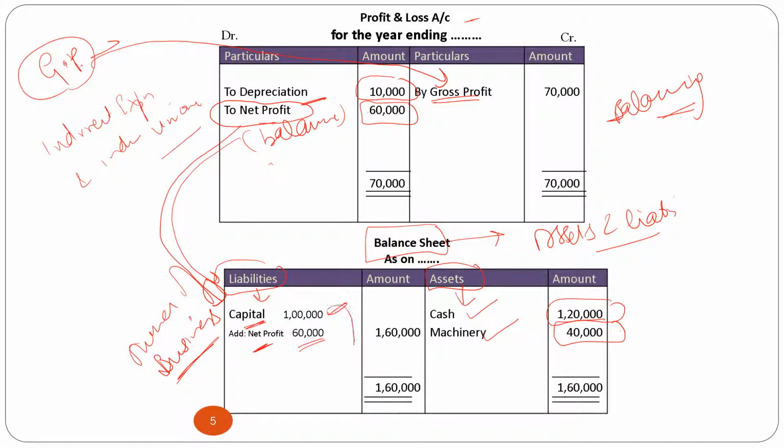So your total capital comes to 1,60,000, and if we do the totaling of these sides, then we will get the 1,60,000. So that's all for today.